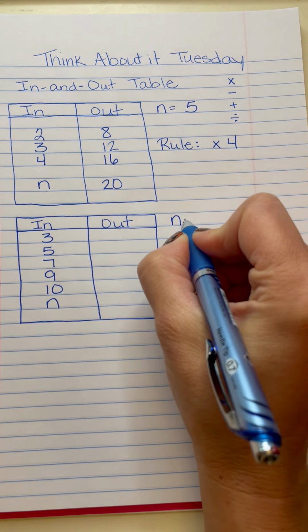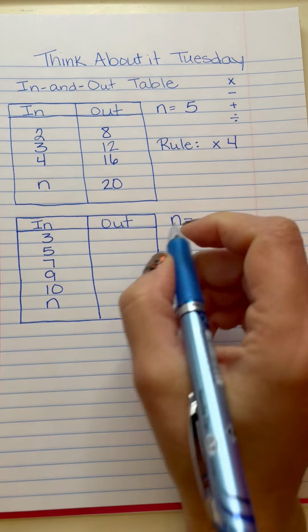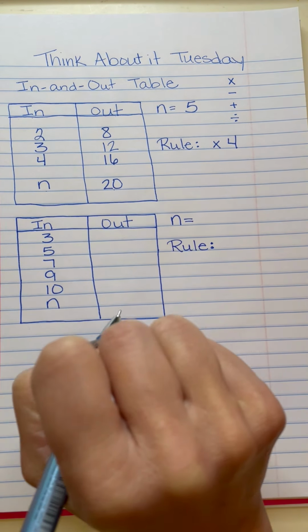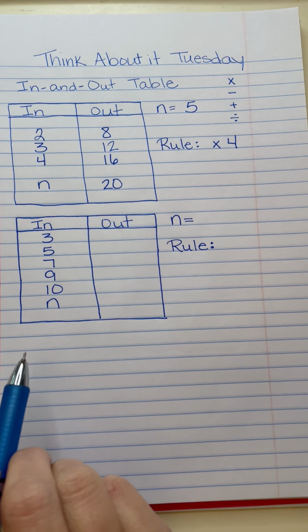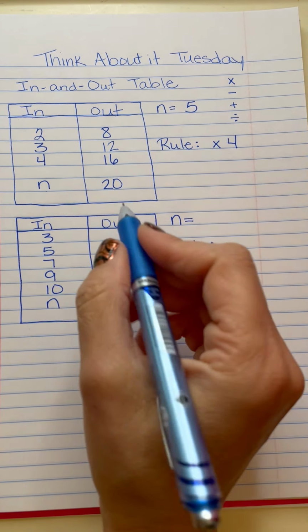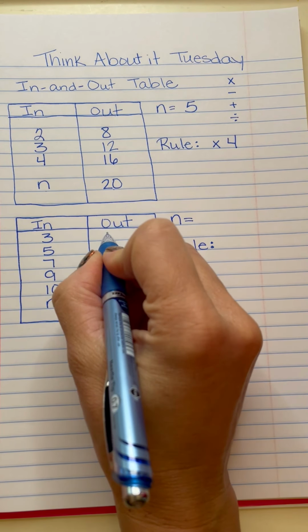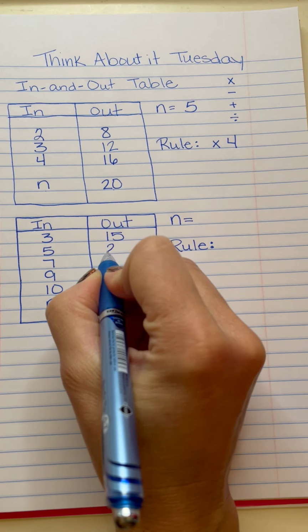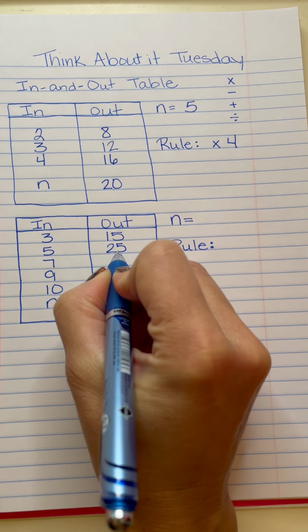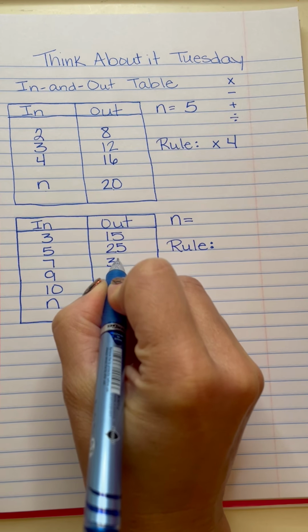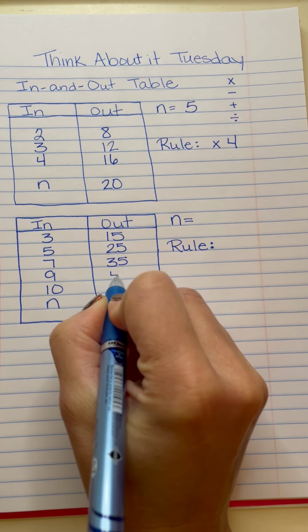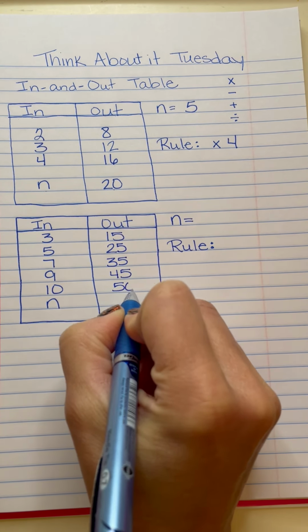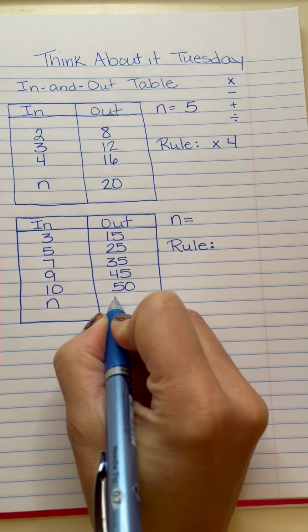So we need to know what our N is, what our variable is, and we need to know the rule. Let's go ahead and see what our pattern is. For 3, it will be 15. 5 will be 25, 35, 45, 50, and 55.